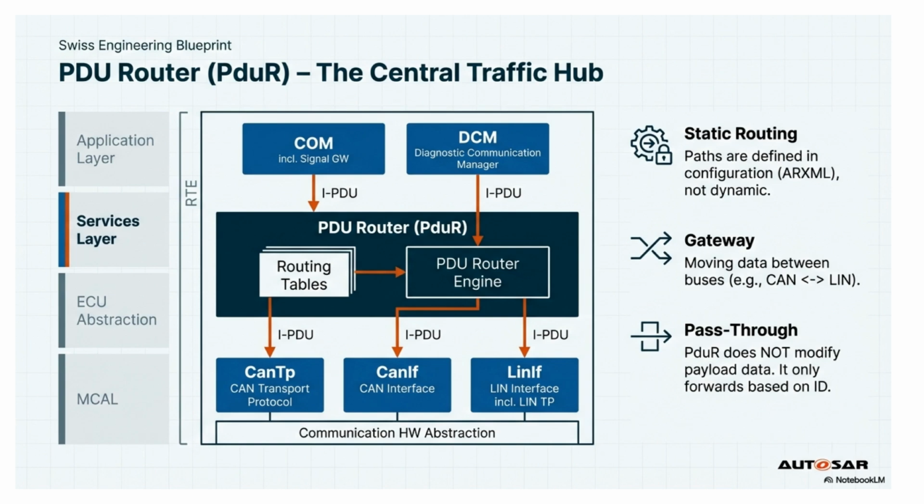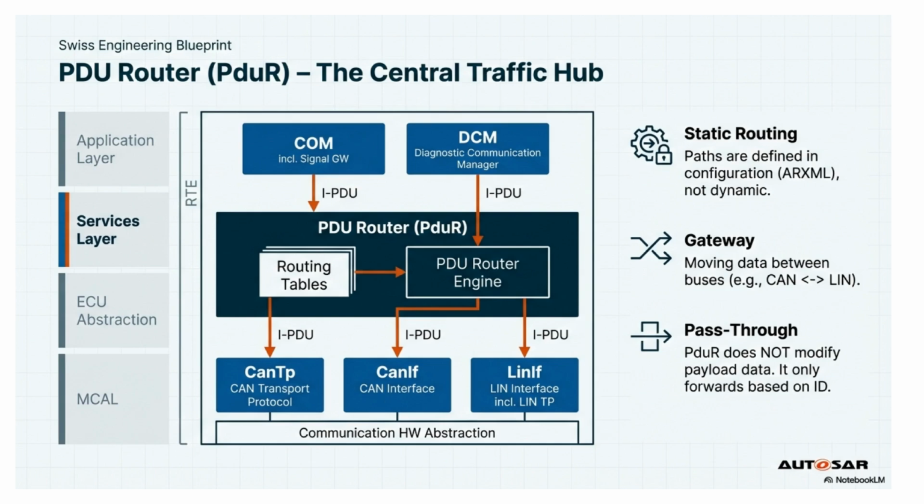The PDU router, PDUR, serves as the central switching station of the communication stack, managing the routing of PDUs between different modules. Unlike a dynamic IT router, the PDUR operates based on a statically defined routing table established during the system design phase using AR/XML configuration files. The module is protocol independent. It simply identifies a PDU by its unique ID and forwards it to the correct destination.